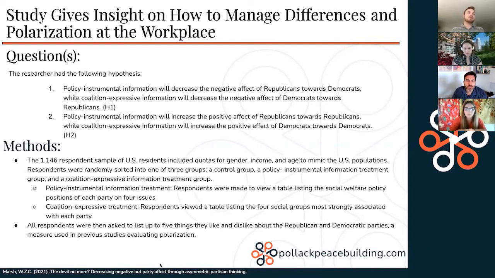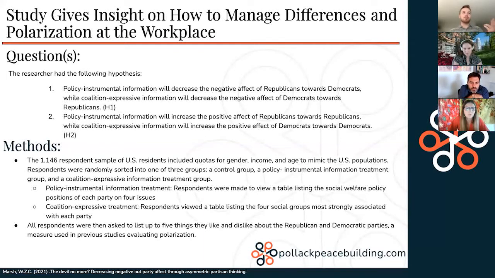And the methods of the study were they had 1,146 respondents of US residents, included for quotas of gender, income, and age to mimic US populations. Respondents were randomly sorted into one of three groups. They had a control group, a policy instrumental information treatment group, and a coalition expressive information treatment group.